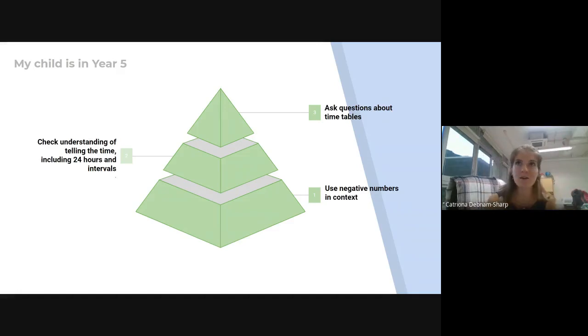Now, I actually think in DB, the children are quite used to seeing timetables because of the buses, and many of them take those buses. In fact, many of them take them without an adult. So they're used to being able to read a timetable. So it's just worth having those conversations with the children to check their understanding, see if they've fully grasped how they work. So that's year 5.